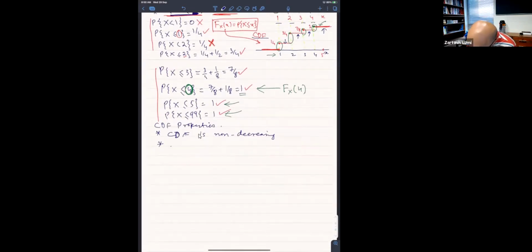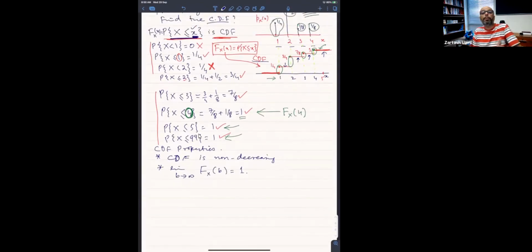Also, limit b going to infinity, f(x) of b is equal to 1. Always will be equal to 1. What is the probability x takes a value less than equal to infinity? Always will take a value less than equal to infinity. It's a random variable. Will take some value, and all of those values will be less than equal to infinity.